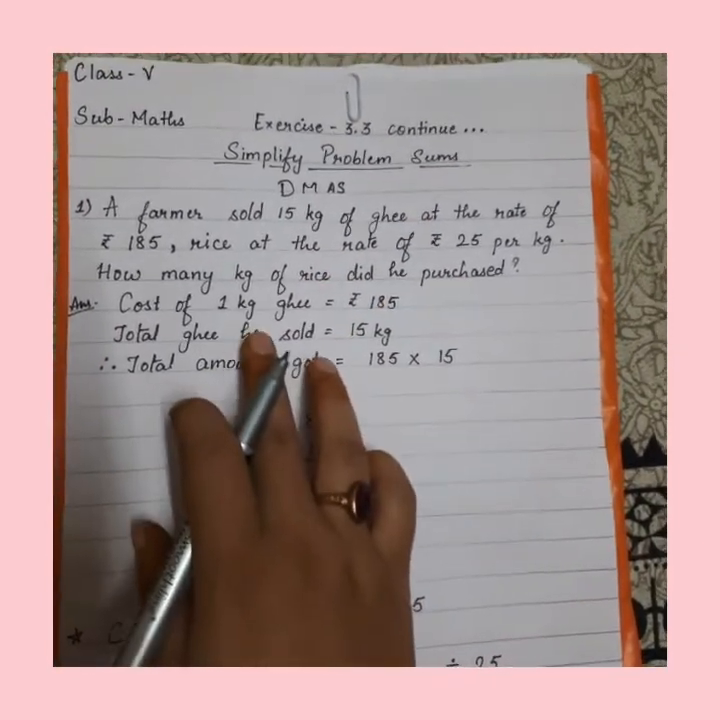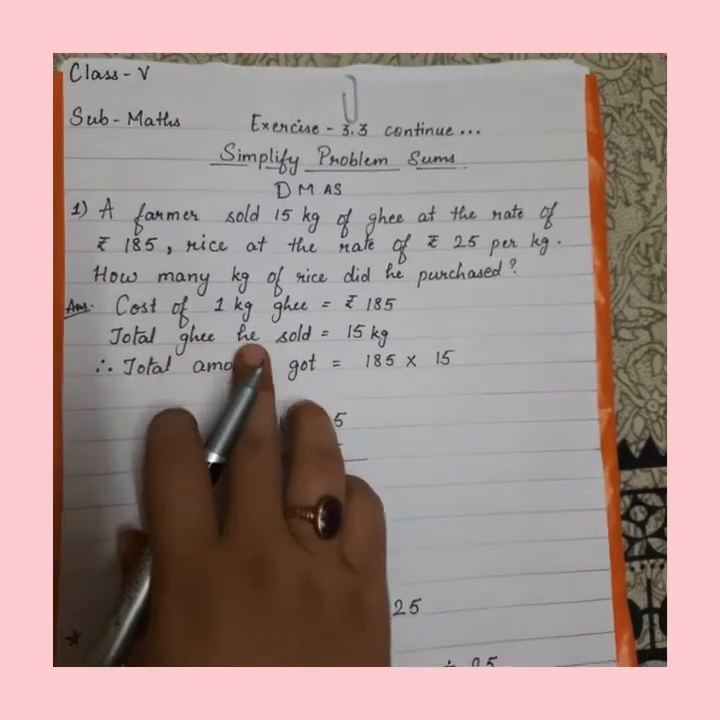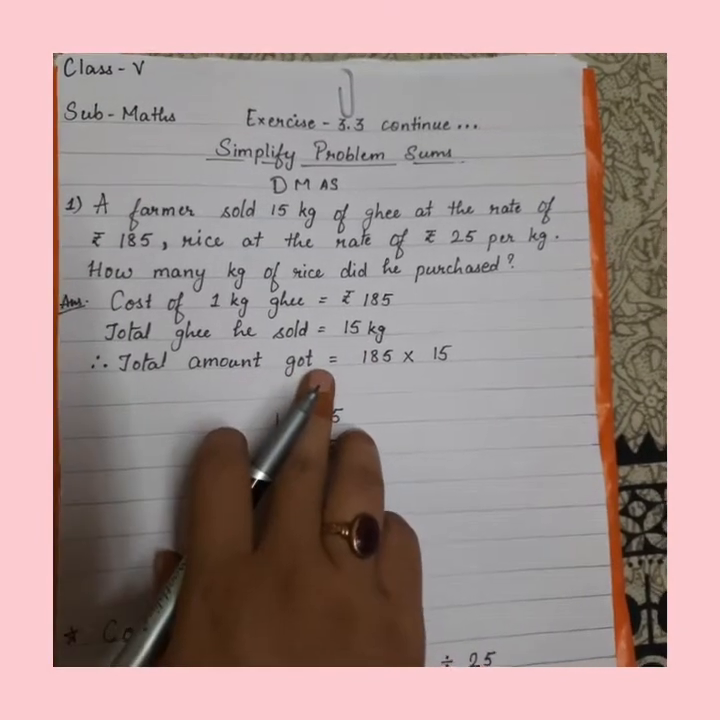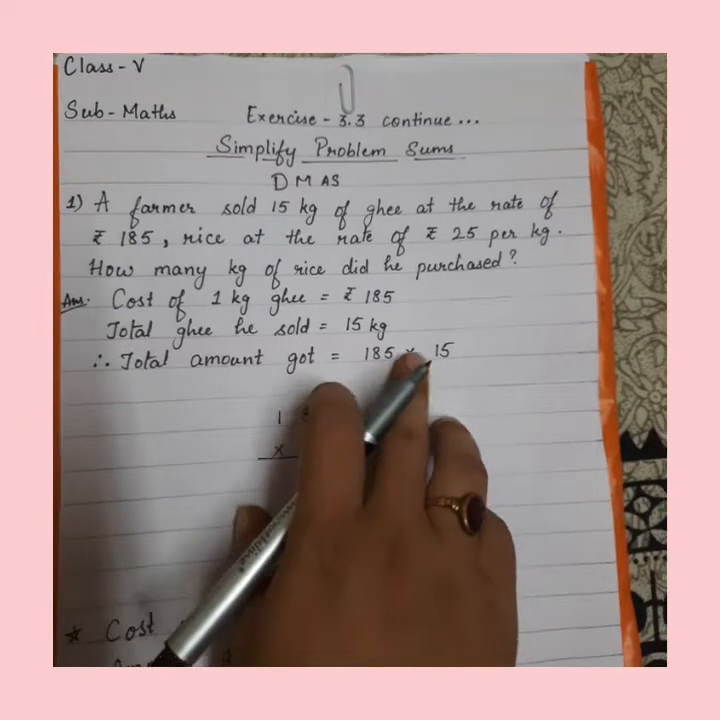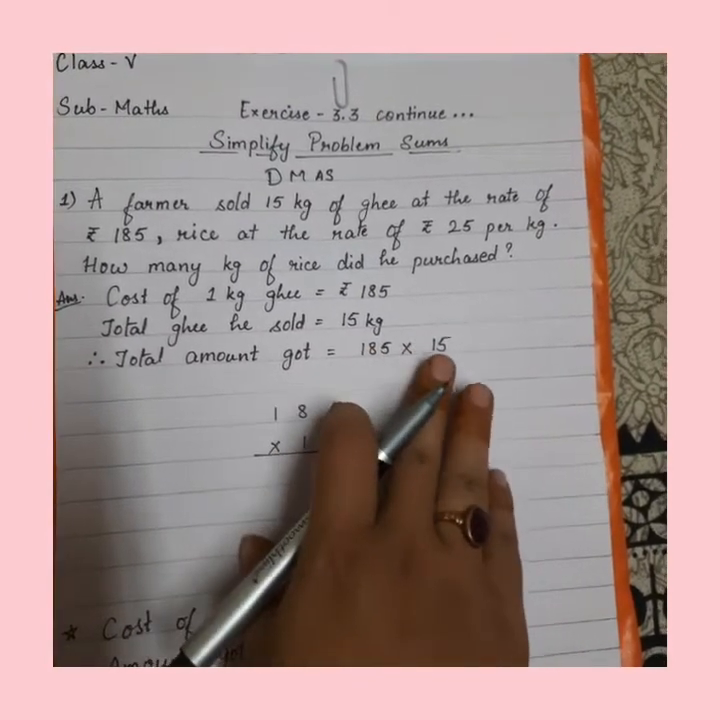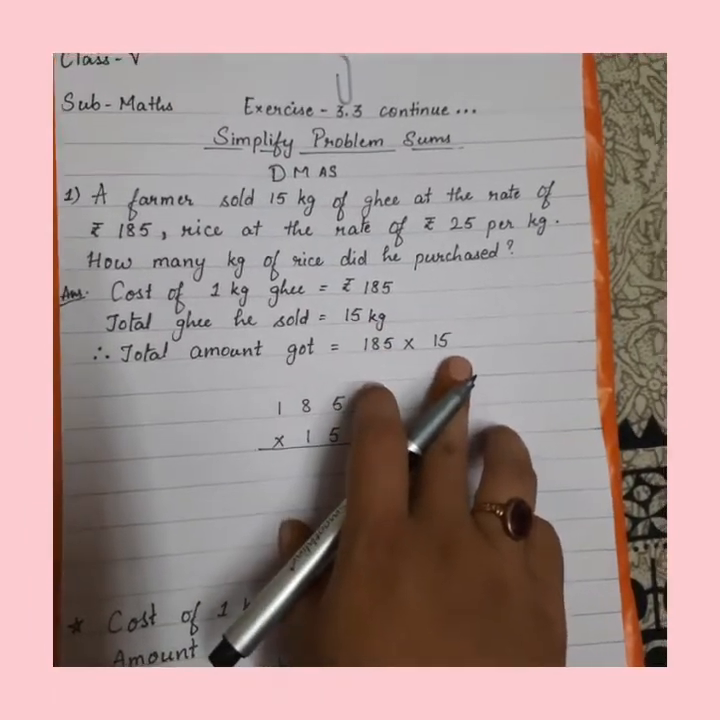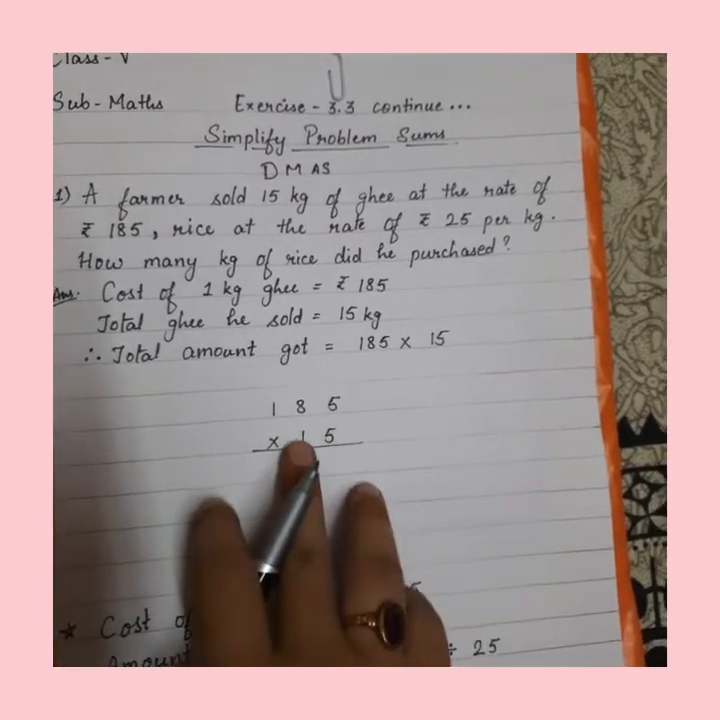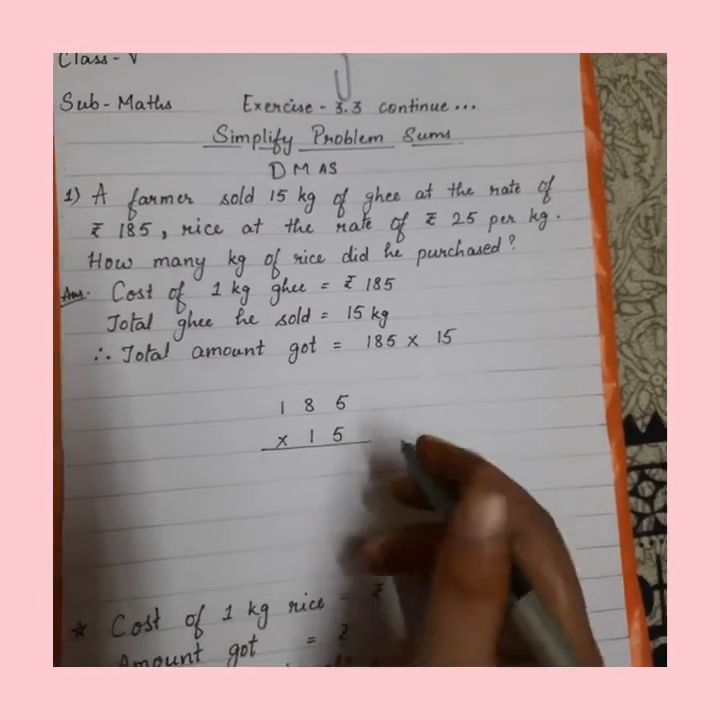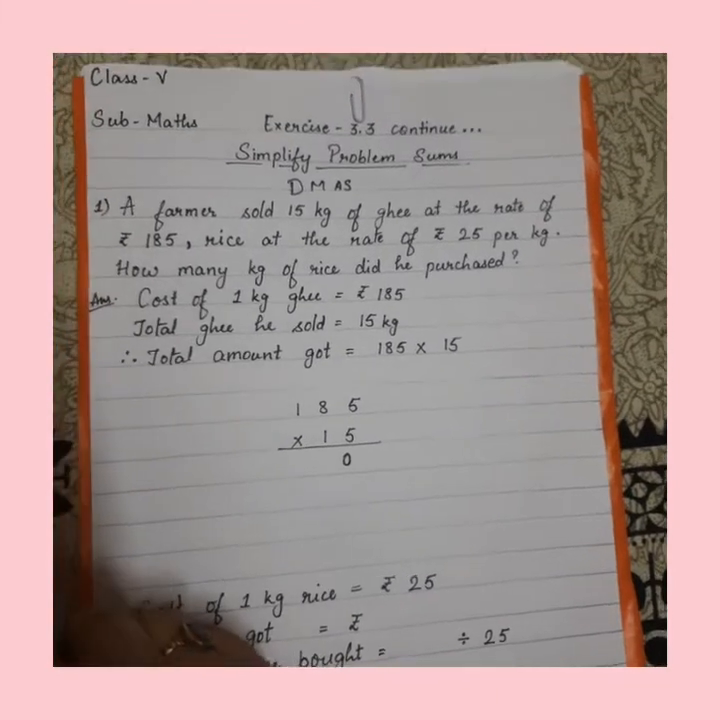Now the answer is, cost of 1 kg ghee is rupees 185. Total ghee he sold is 15 kg. Now total amount he got will be 185 multiplied with 15, because 185 is for 1 kg. So for 15 kg how much he is getting? We have to do the multiplication. Now as we know, the multiplier is of 2 digits. For that I have to put 0 before starting the multiplication.